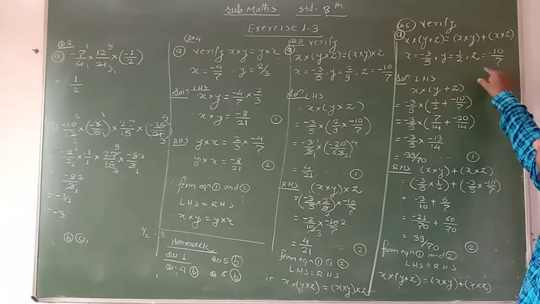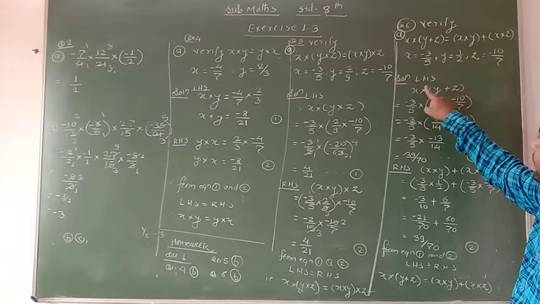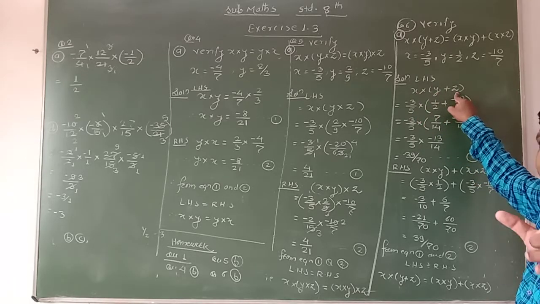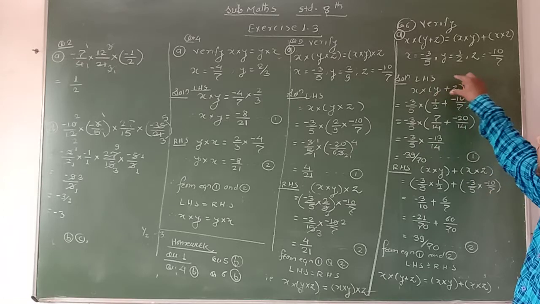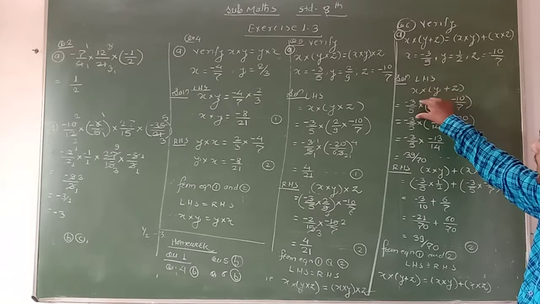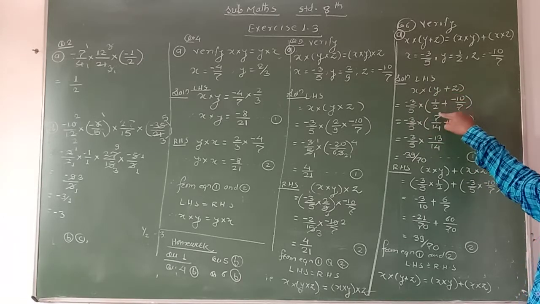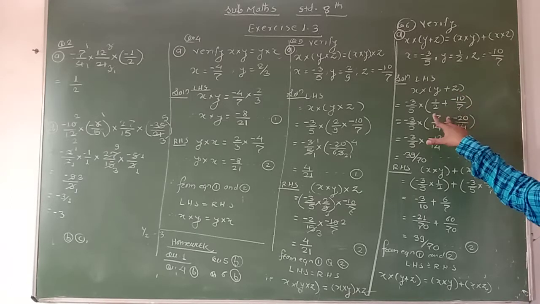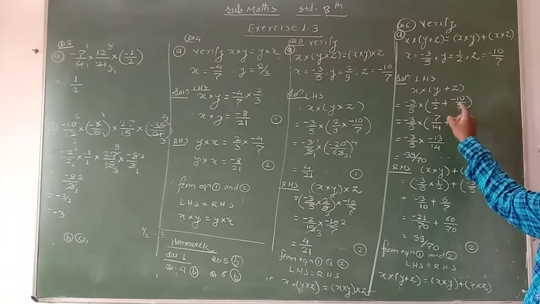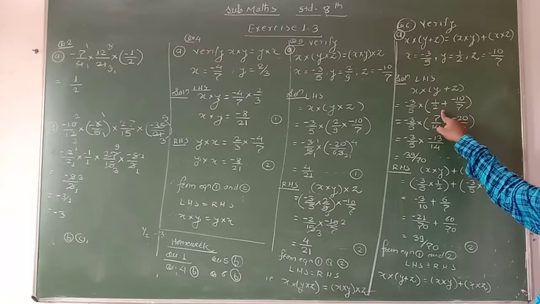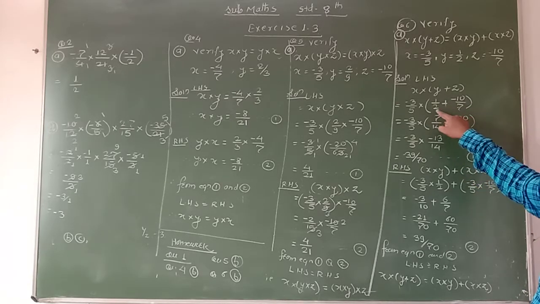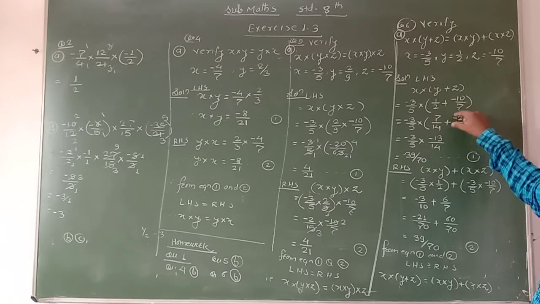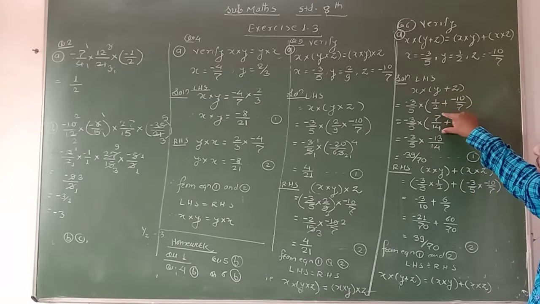Similarly, first we take the left hand side. Left hand side is x into in bracket y plus z, addition of y and z. Then here we put the values of x, y, z. X is minus 3 upon 5, y is equal to 1 upon 2, z is minus 10 upon 7. According to the rule, first we solve the bracket. In bracket there is the addition. For addition, first we find the LCM of the denominators 2 and 7, that is 14. Therefore we write 1 upon 2 as 7 upon 14 here.